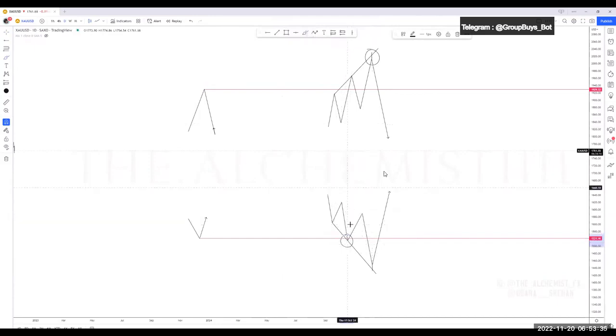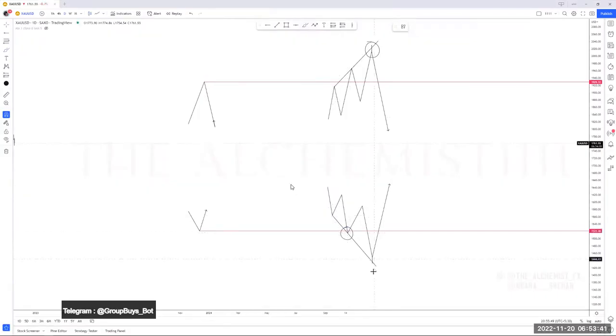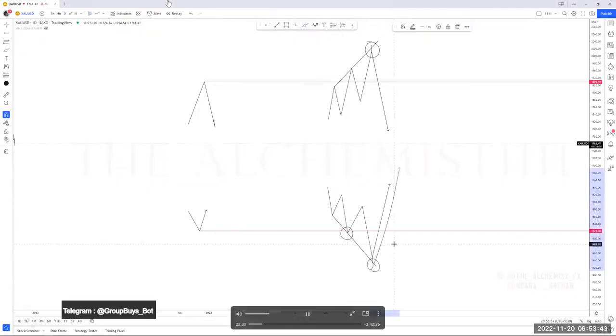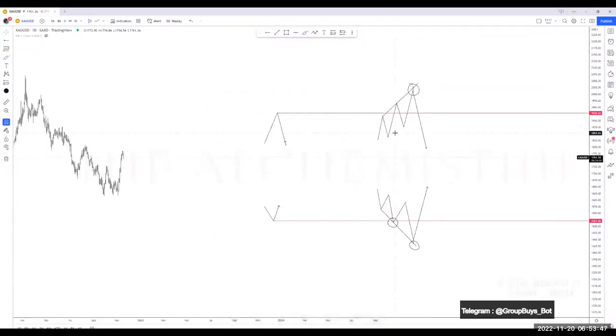If it is below this, it's even better, but it's not a must that the first point must be below it. But yeah, you can draw it like this, and then the third touch will be your entry. Okay, so now that's about the trend lines.